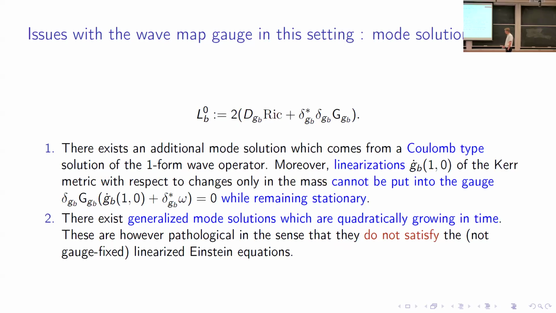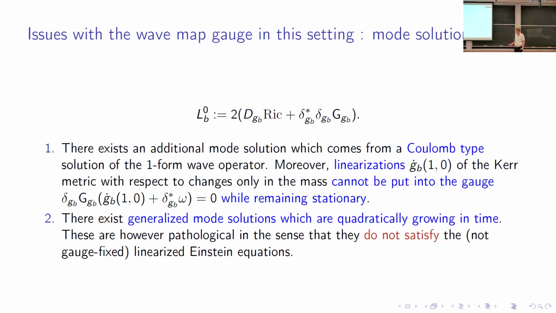And more generally, you will find generalized mode solutions, which are quadratically going in time. Okay, this is something you don't want, as I will argue a little bit later. So if you fix your gauge, ideally, what do you want? You want to permit translations at infinity, rotations, and boosts. So you have to permit mode solutions which are linear going, but not more. Quadratically going mode solutions are not good.